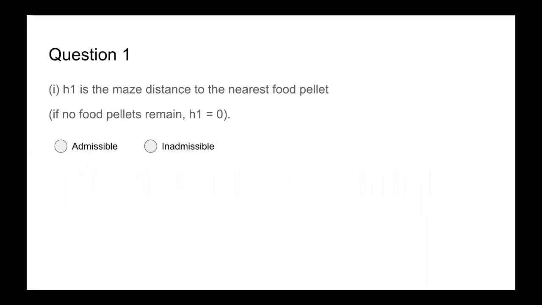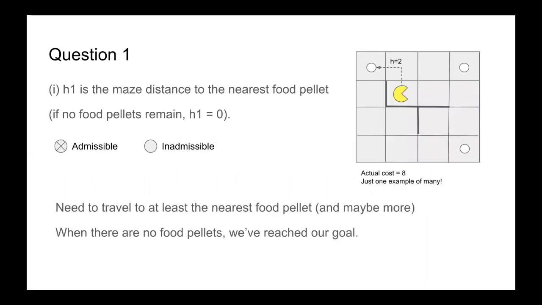So first, we're going to consider H1, which is the maze distance to the nearest food pellet. And if no food pellets remain, then H1 will be equal to 0. For this question, we can see that this heuristic is going to be admissible for all possible states in Pac-Man's grid. This is because Pac-Man needs to travel to at least the nearest food pellet, and maybe more food pellets if they exist. When there are no food pellets, that means we've reached our goal, which means that H1 is 0. That represents our goal state, so that's admissible.